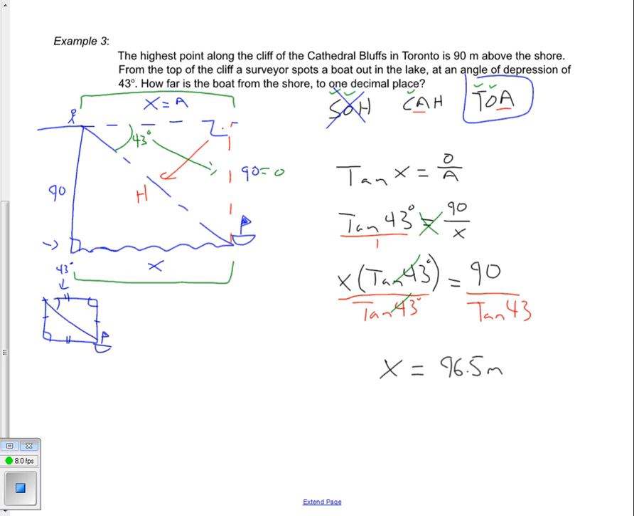There is another way that you could take a look at this. Again, we can use the same basic formula, and I'm going to just quickly add another page. And I'm going to redraw this. Okay, so here again, we've got the surveyor at the top. Give him or her some legs and arms. Okay, we know that the boat is in the water. It's my lovely boat. We know that he's looking at an angle of depression of 43 degrees.